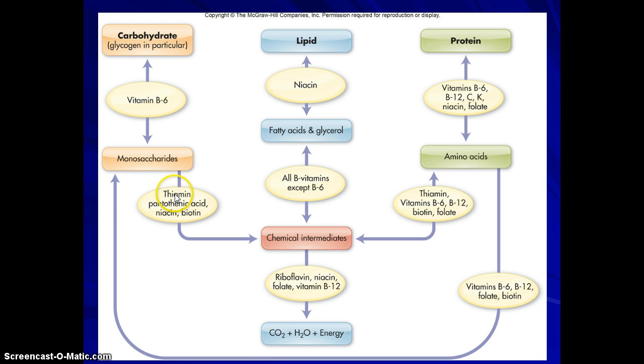So when we think about thiamine, pantothenic acid, niacin, and biotin, those are the B vitamins primarily involved in carbohydrate metabolism. And again, B6 is big because it's getting the carbohydrate into the monosaccharide form.